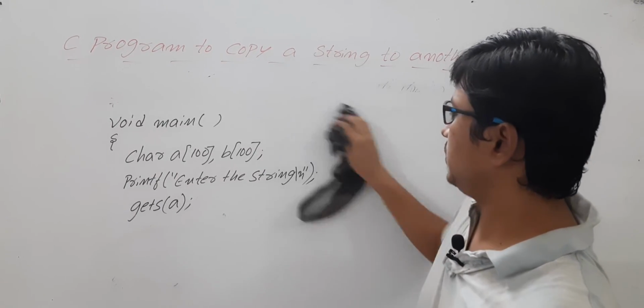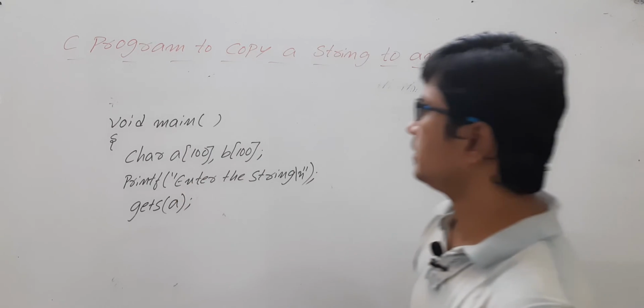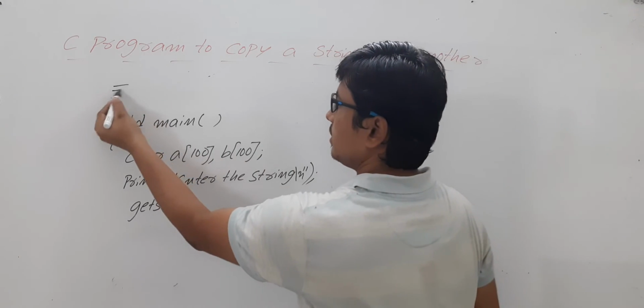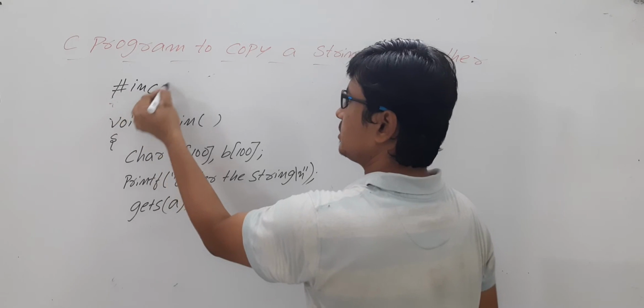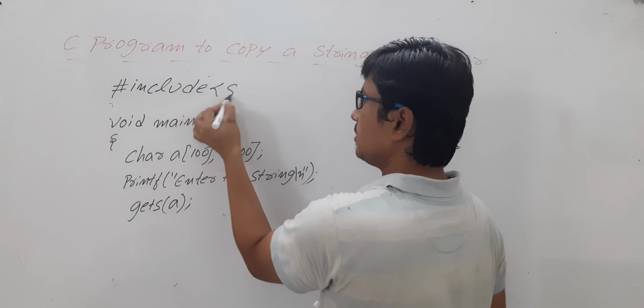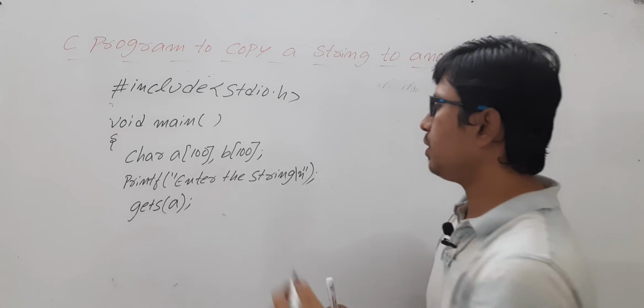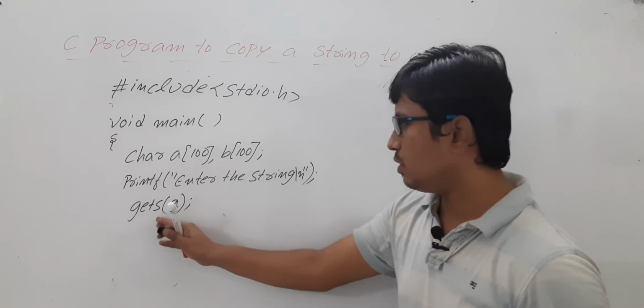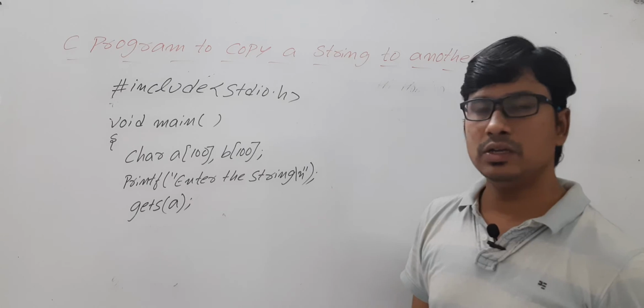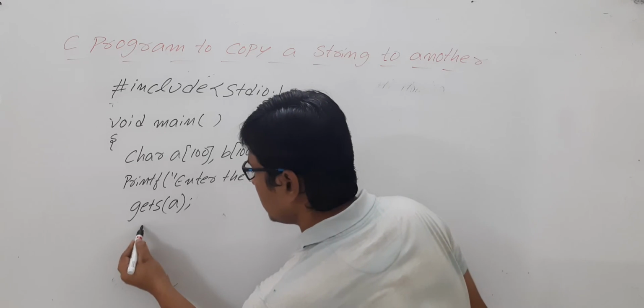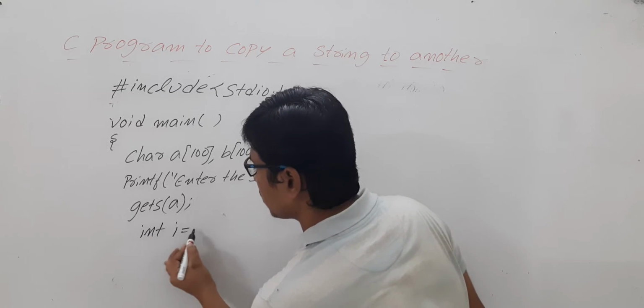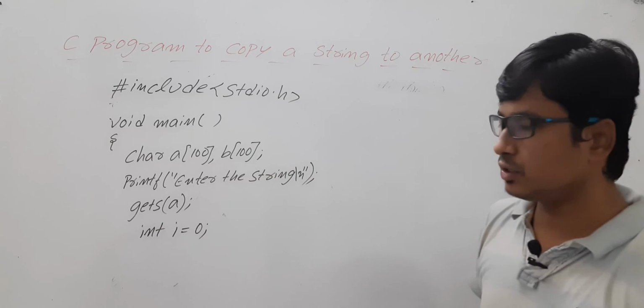Let me erase this one and let me directly write that stdio.h here. Okay, then void main, you have asked the user to enter the string. Whatever the string is there, you have stored it in the array A, and then you are declaring a variable called I, and you are initializing it to 0.